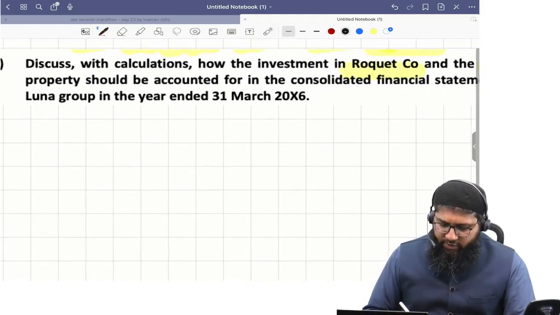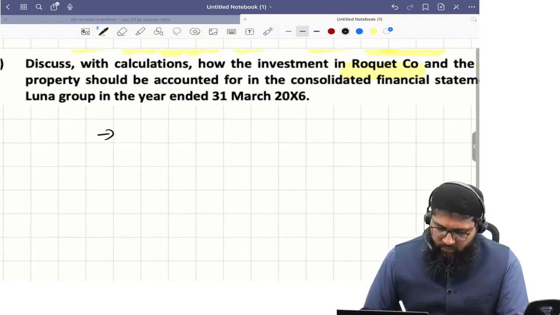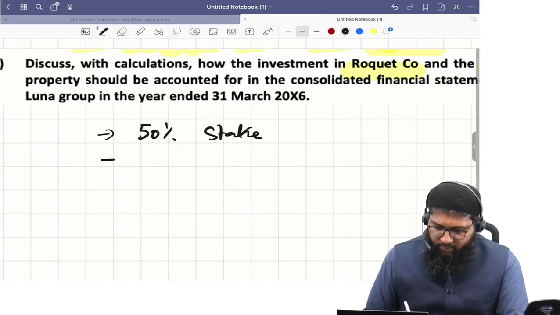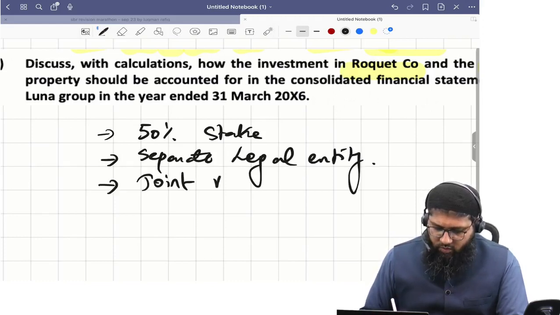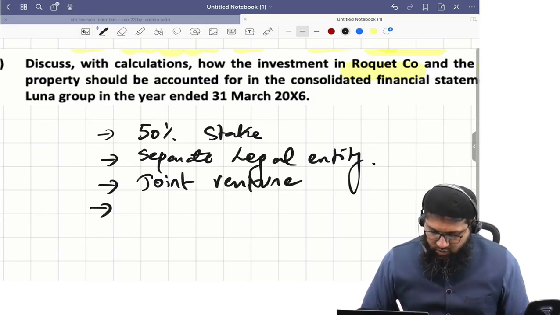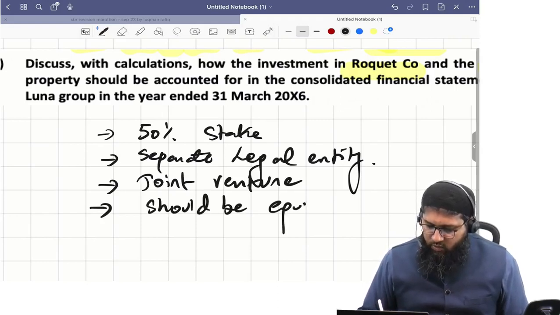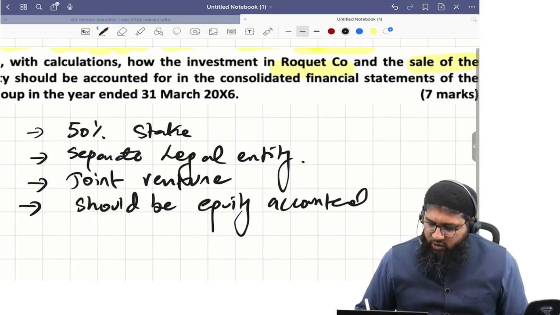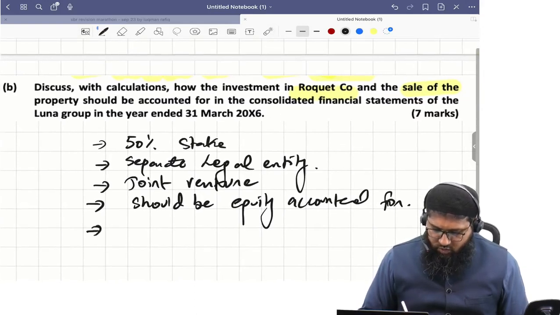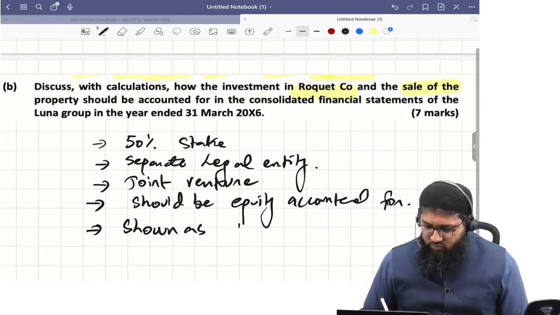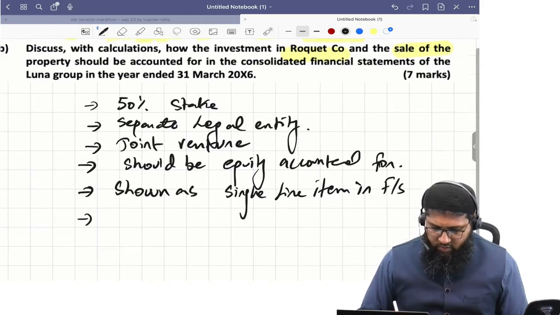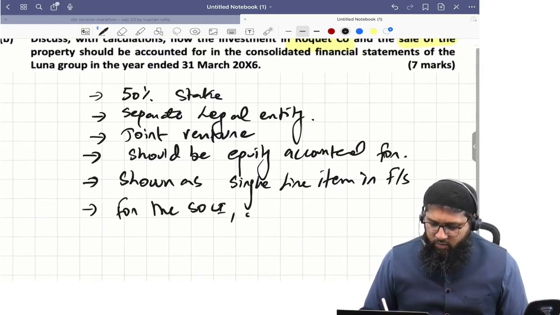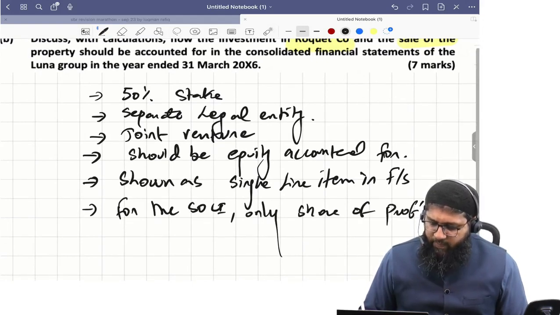Now, what I'm going to do is talk about a few things. Number one, 50% is the stake, in a separate legal entity. It is actually a joint venture, and should be equity accounted for, shown as a single line item in the financial statement for the SOCI. Only the share of profit is to be shown.